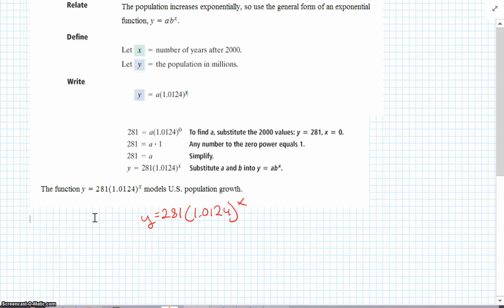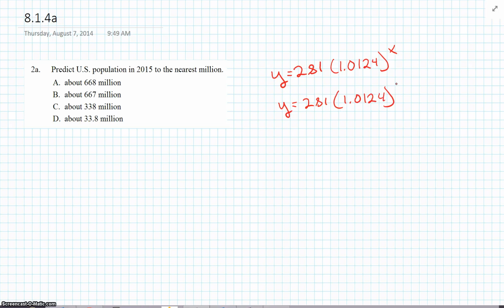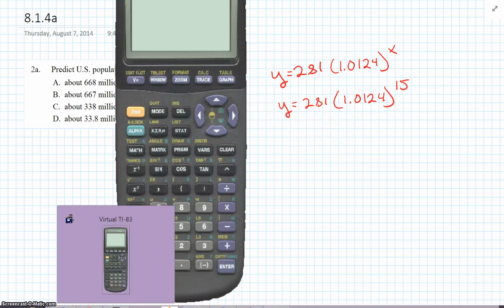Okay. So the next question, so y equals 281 times 1.0124 to the x power. So predict the population in 2015 to the nearest million. So y equals 281 times 1.0124 to the 15th power. Okay, that's a job for our handy dandy calculator.